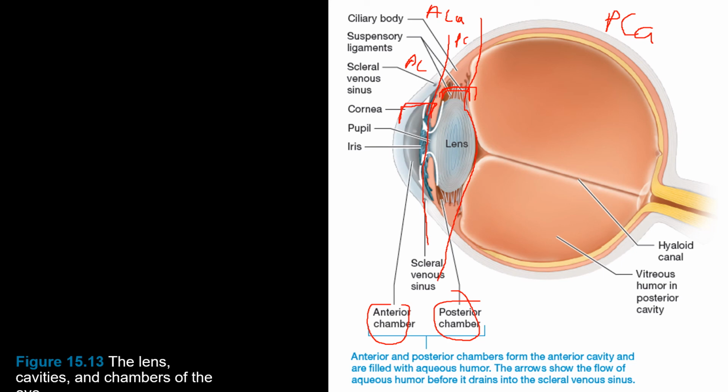And those are part of what? The anterior cavity. And then this is the posterior cavity. And then what is this again? This is that hyaloid canal. I'm sorry, it's filled with fluid that changes the shape of the lens.